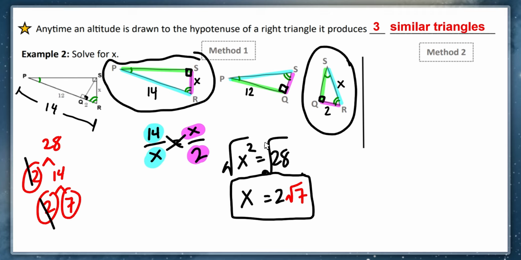And this represents method number 1 on solving similar right triangles like this. We do this process whenever we have a right triangle with an altitude drawn to the hypotenuse. Where is my altitude?